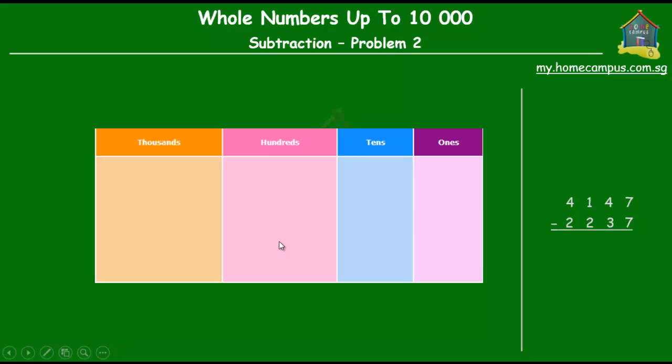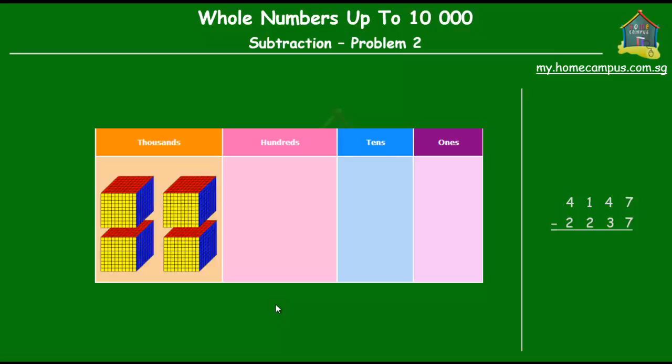And in the middle of the screen, we will see how the subtraction actually happens using a very visual place value chart. So let's put our bigger number, which is 4,147, into this place value chart. So there are 4 thousands, 1 hundred, 4 tens and 7 ones. Now the first step to subtraction is subtract the ones.